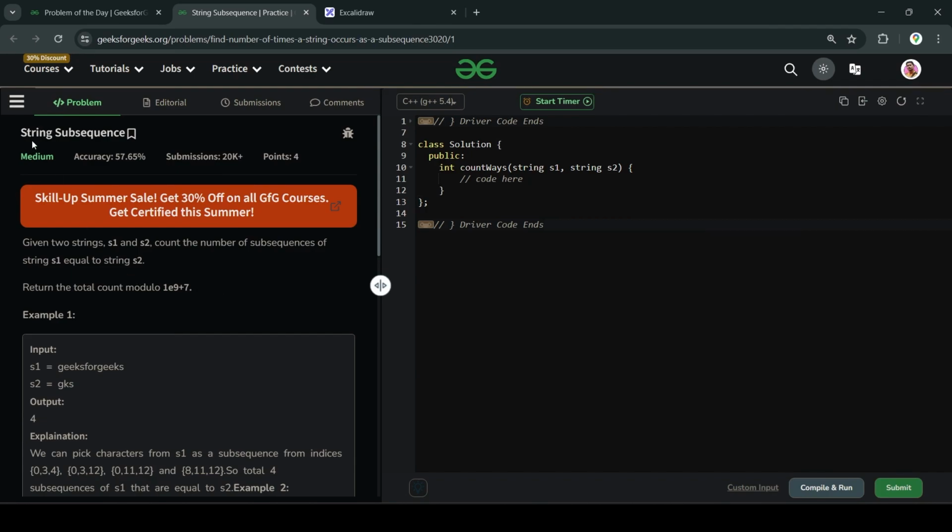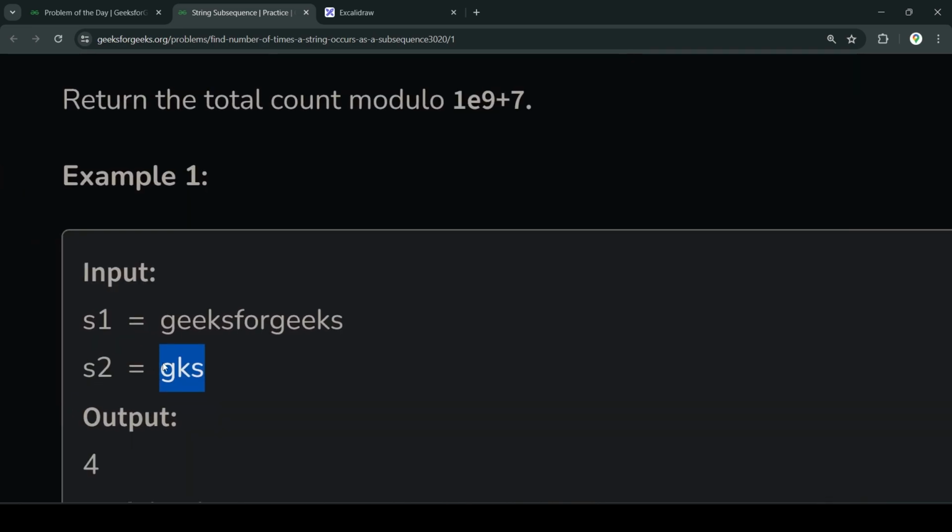So hi guys, today we have another problem, string subsequence. Basically, the question states that you are given two strings: one is this bigger one, another one is this one, and you have to tell if the subsequence of this string is present or not, and tell the count of its presence. Means you have to check all combinations of the subsequence and tell the count of the subsequence that is present in the given string.